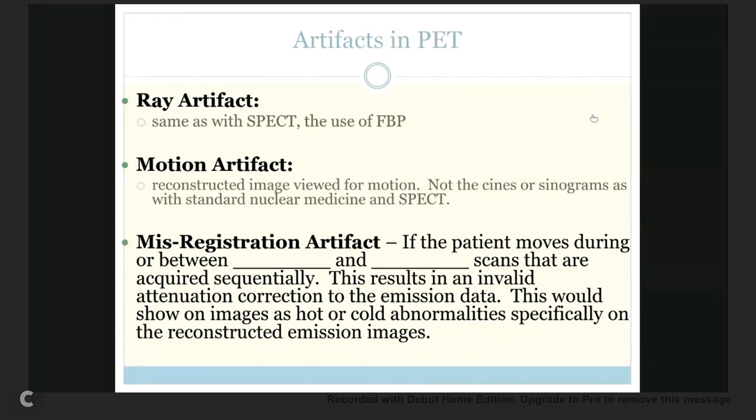This results in, believe me, I've heard, between the PET and the CT. So that's why, exactly, okay? Between the transmission and emission scans that are acquired sequentially. This results in an invalid attenuation correction to the emission data. This would show on images as hot or cold abnormalities, specifically on the reconstructed emission images. Okay?